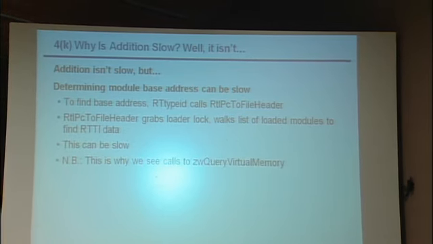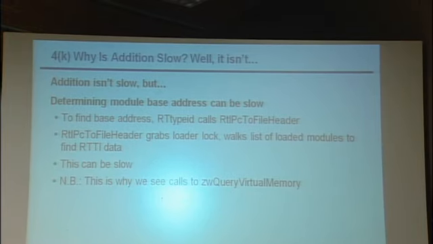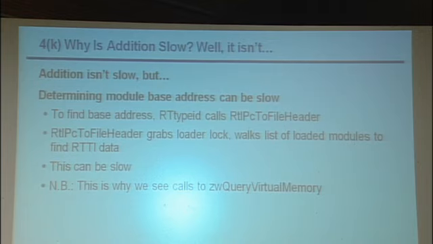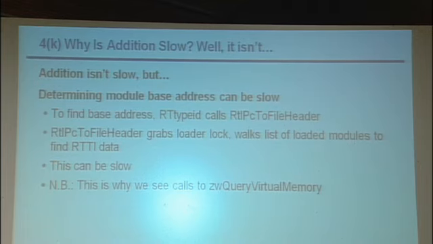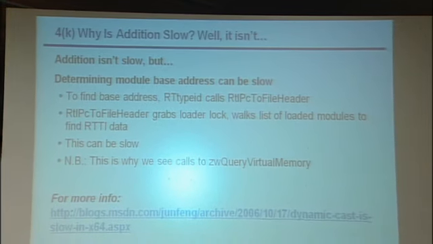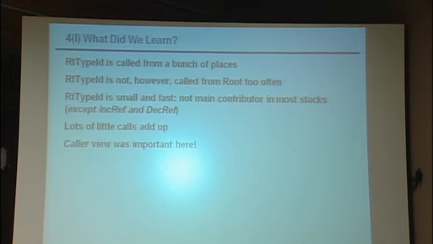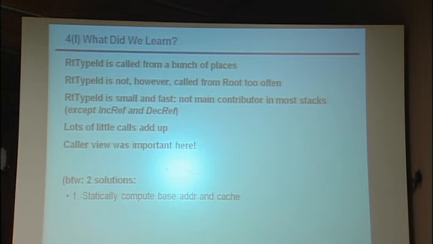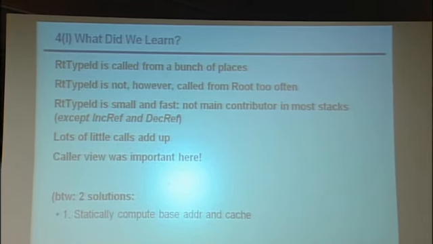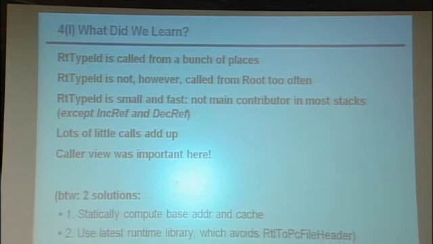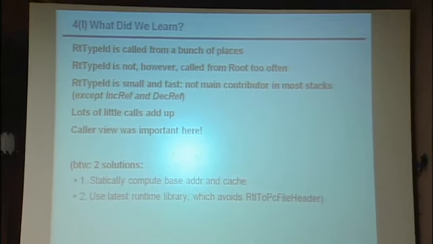And remember that we started this off by saying, oh, we've got this weird function, ZwQueryVirtualMemory, which seems to be called a lot from a bunch of different places. The reason it's called a lot is because all of these routines to get type ID information are calling this routine. So there's actually two solutions, and you can look on this blog to figure out that this is a known problem that Microsoft eventually fixed. The two solutions are that you can either statically compute that base address, so you're not constantly looking it up every single time, but there's actually a much simpler and stupider solution, which is to use the latest runtime library where they've actually fixed this problem.